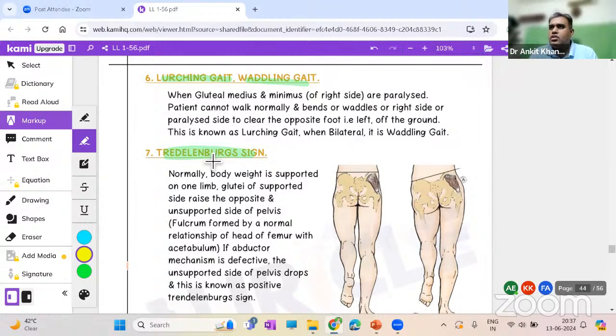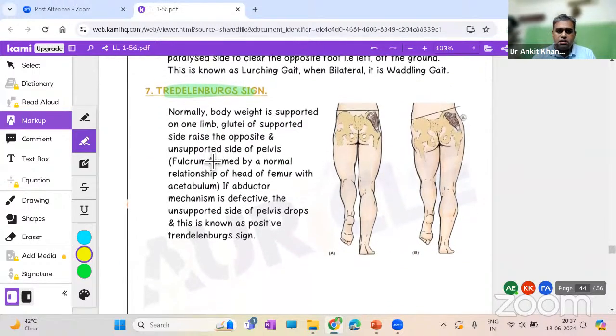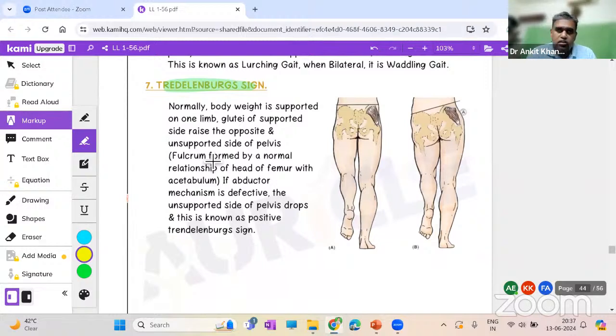See, guys, if you are not aware, then try to walk and see. Or if someone is walking, try to see their walk and see how their lower limb is, what action the lower limb is doing. You'll understand that part. Here, let me discuss with you the Trendelenburg sign.